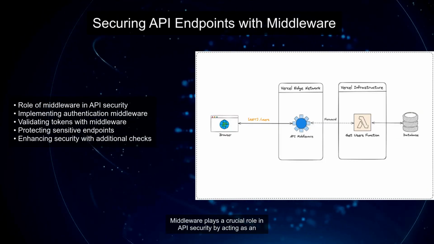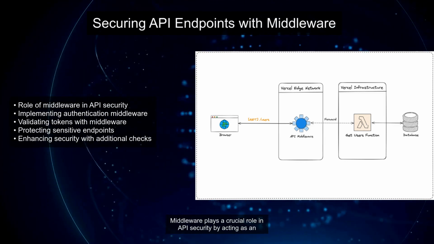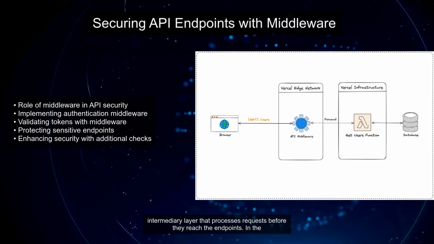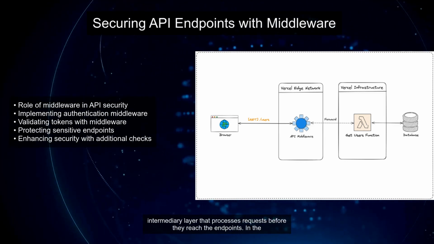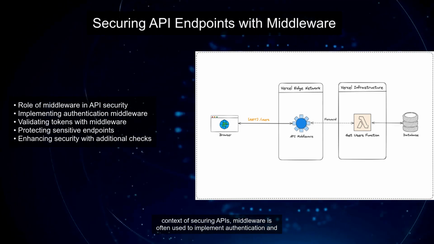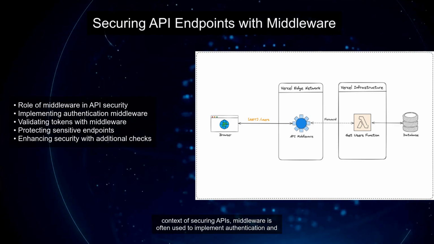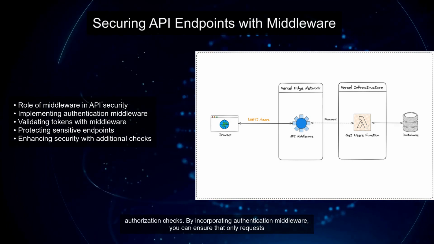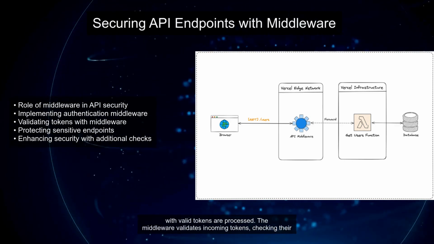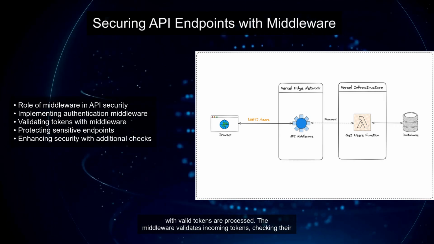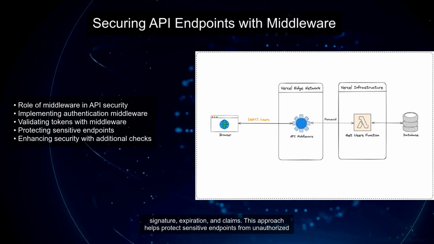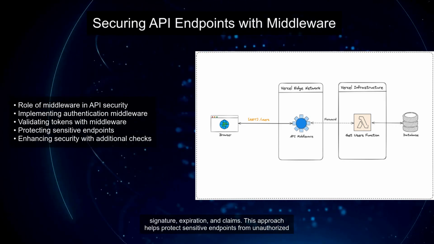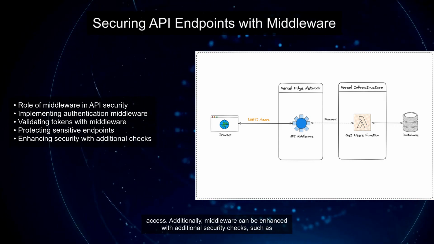Middleware plays a crucial role in API security by acting as an intermediary layer that processes requests before they reach the endpoints. In the context of securing APIs, middleware is often used to implement authentication and authorization checks. By incorporating authentication middleware, you can ensure that only requests with valid tokens are processed. The middleware validates incoming tokens, checking their signature, expiration, and claims. This approach helps protect sensitive endpoints from unauthorized access.